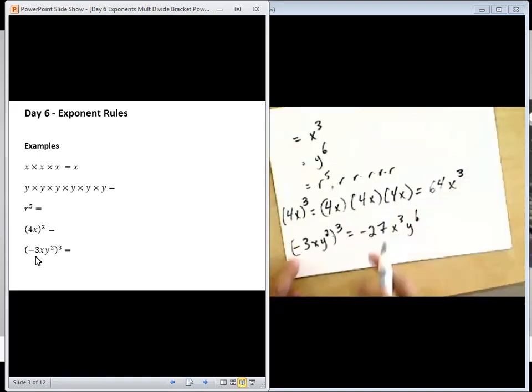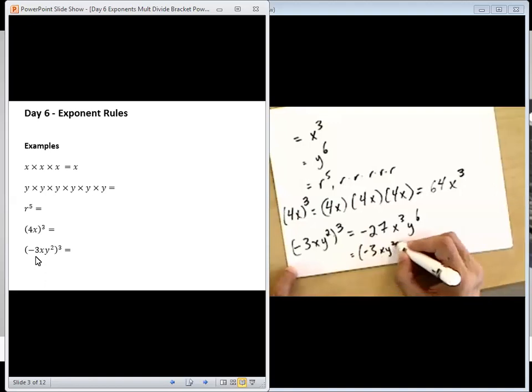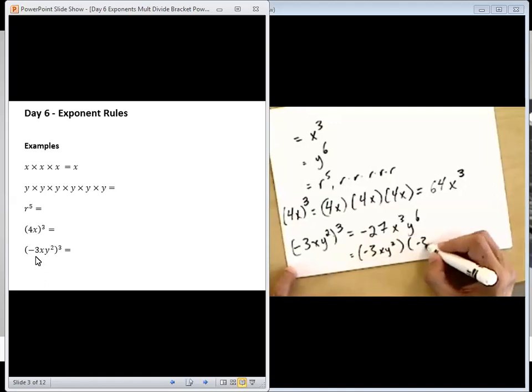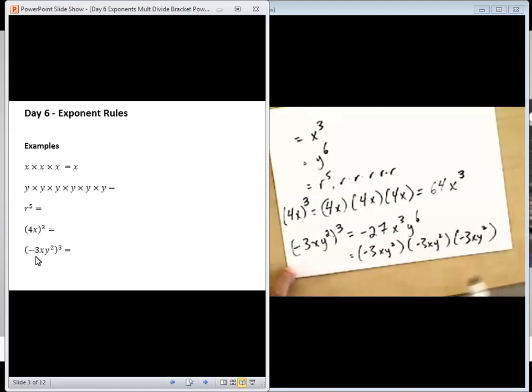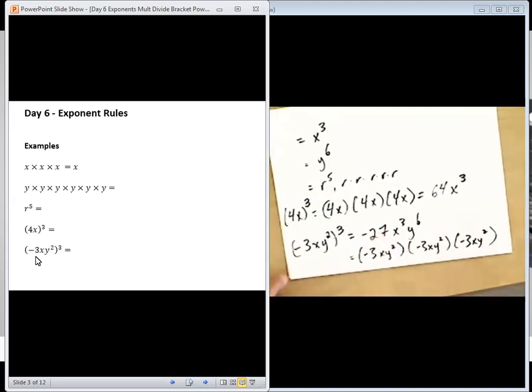So remember, this 3 means there's 3 of these all multiplied together. So that means we have a minus 3xy squared. That's 1. We get another one. You see? Visualizing it out like this. Numbers first. Minus 3 times minus 3 times minus 3. Minus 27. It is, right? You can check that out.